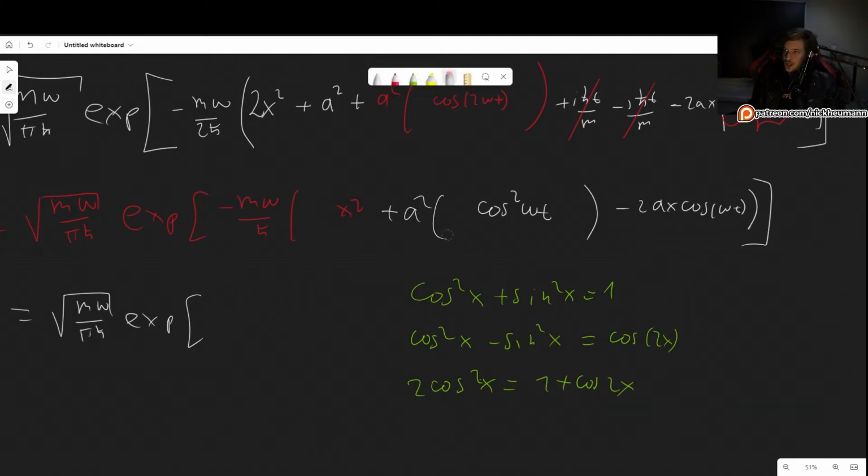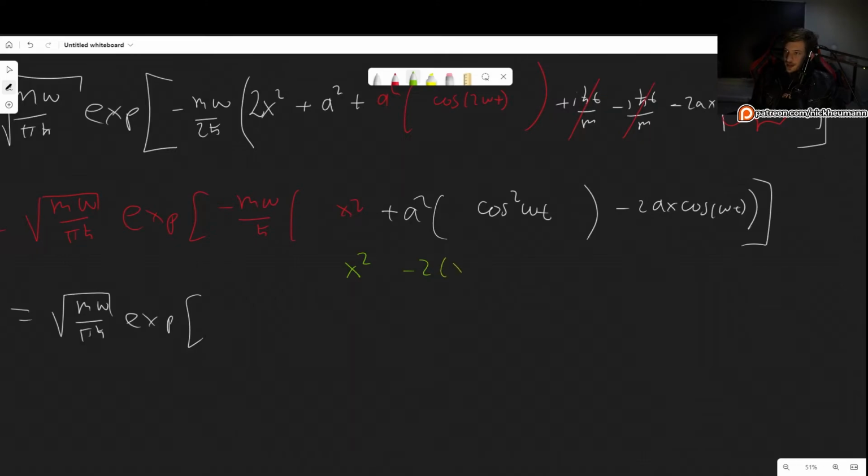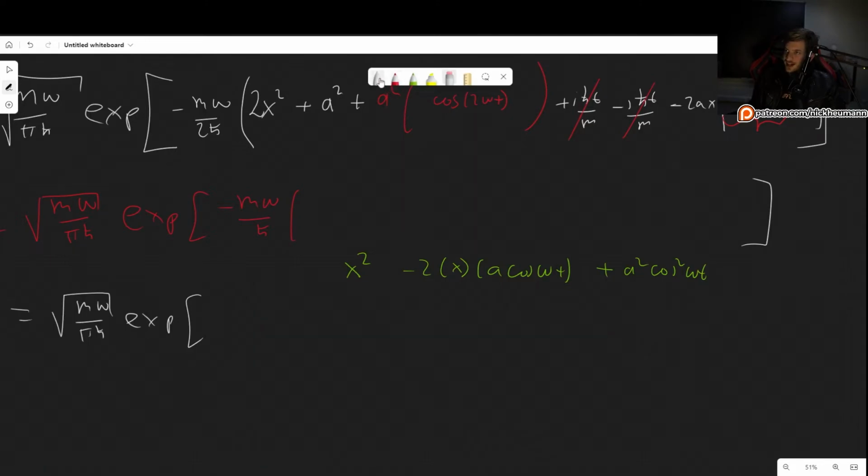And now notice what we have inside. Inside we have x squared, and then we have minus 2x a cosine of omega t plus a squared cosine squared of omega t. So what I'm hinting at is that what we have inside is simply x minus a cosine of omega t, squared. So let's write it down here. So this is minus m omega over h bar times x minus a cosine of omega t squared.